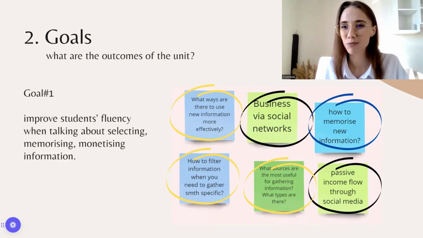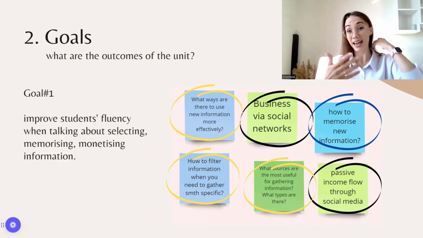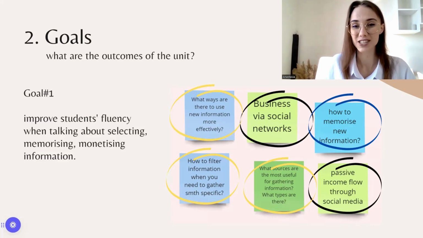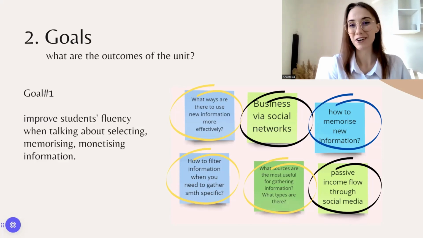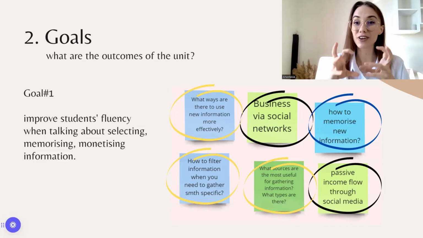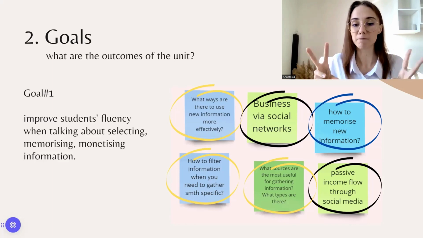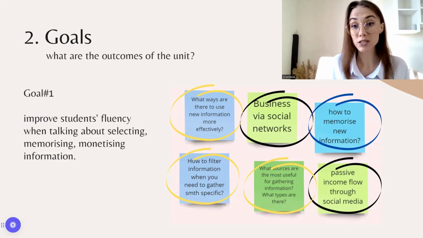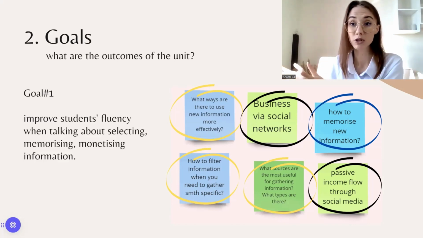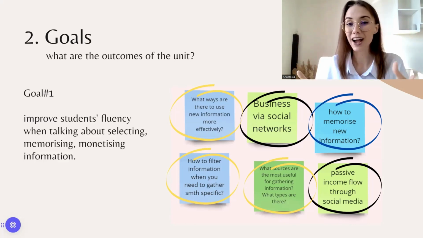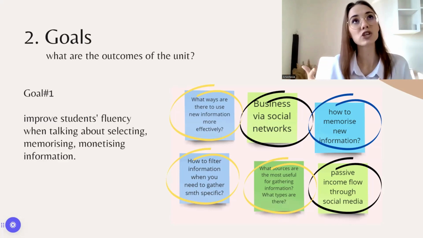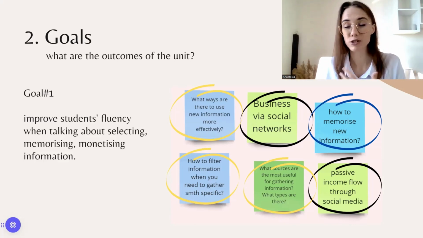Why selecting, memorizing, and monetizing? I didn't just wake up, deciding that it's going to be this way. I actually took it from the questions that they suggested. So I took the liberty of trying to identify some topics that we can single out, and put these questions under these topics. We can see that there is a question about memorizing new information. So this can be the topic of one of the units, one of the lessons. We see that there is another track of using information in order to make money out of it. So we can talk about business and how we use information in order to monetize it.